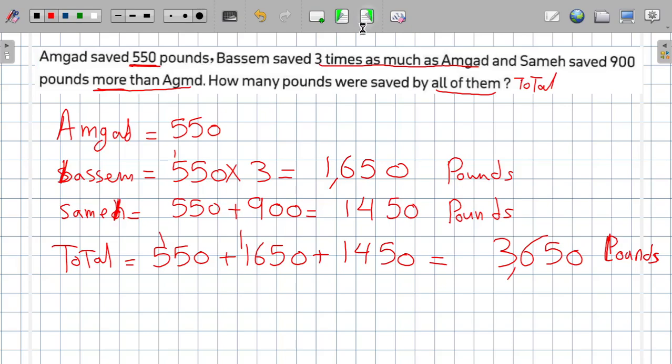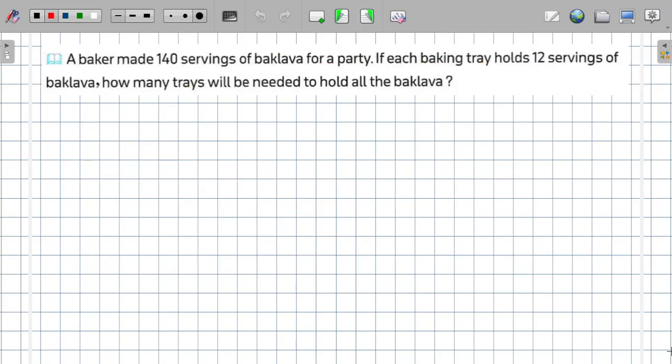Okay, next I have an example like this. A baker made 140 servings of baklava for a party. If each baking tray holds 12 servings of baklava, how many trays will be needed to hold all the baklava?